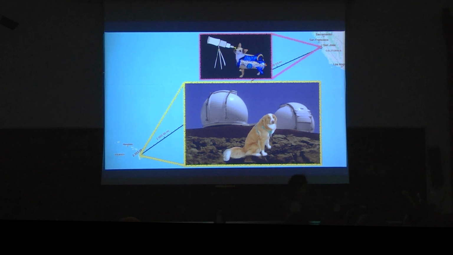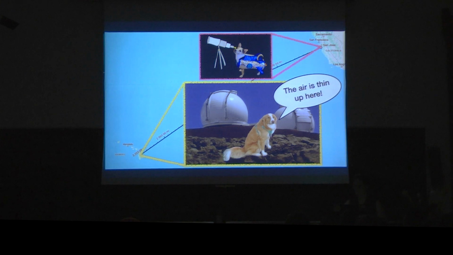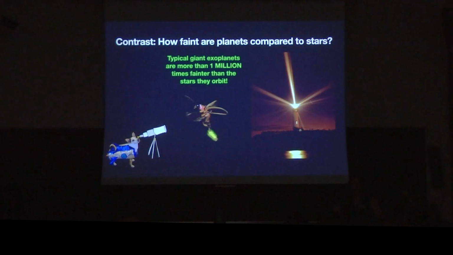If this isn't doing it for you, another way to think about it is you're trying to take pictures of things that are about 10,000 times smaller than the full moon. It's really, really small. Oh, and yeah, Finn's not happy to be up on the mountaintop for this experiment. Okay, so that's high resolution.